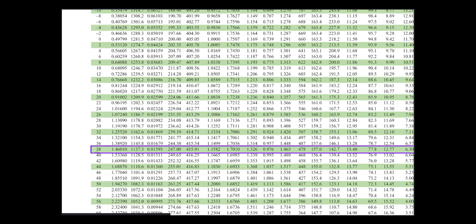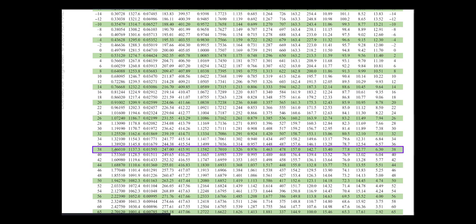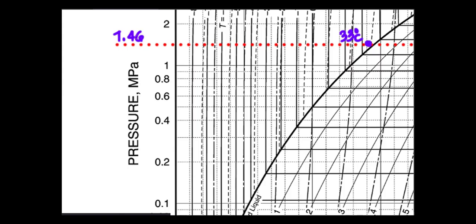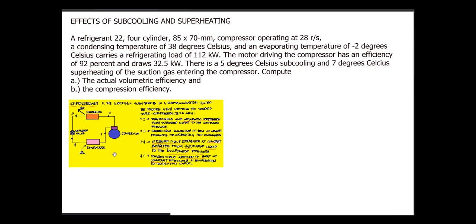Then looking in our properties table of R22, for 38 degrees we have the corresponding pressure of 1.46, with the unit of megapascal. Inputting that in our pH diagram, this is 1.46 MPa. Then for our evaporator, we have the temperature -2 degrees Celsius, with a corresponding load of 112 kilowatts.